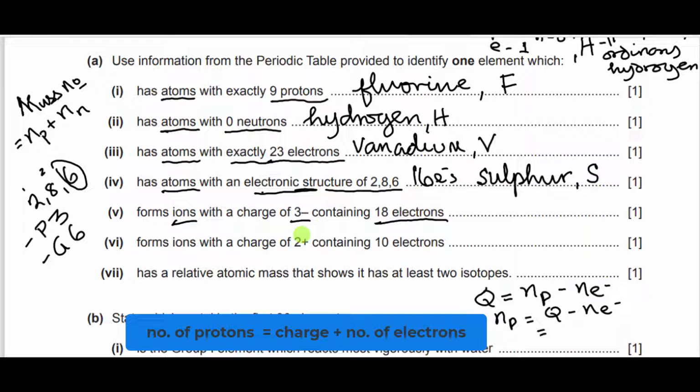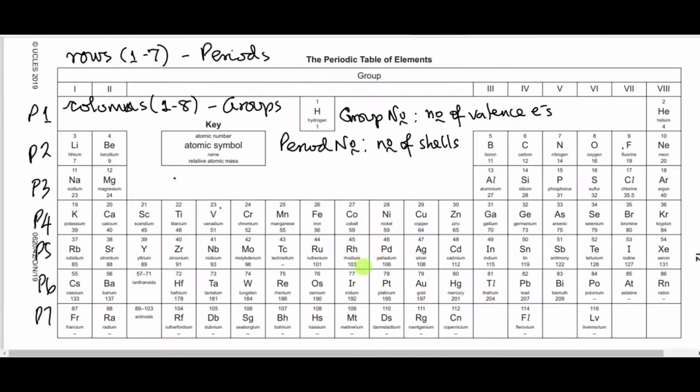What's the charge? The charge is -3. What's the total number of electrons there? 18. That's plus 18. That gives us 15, right? Which means that the number of protons in the ion will be 15. So the atomic number of that element will be 15.